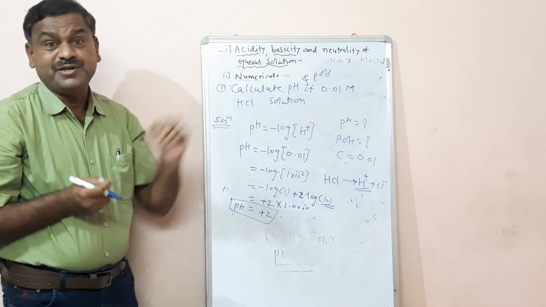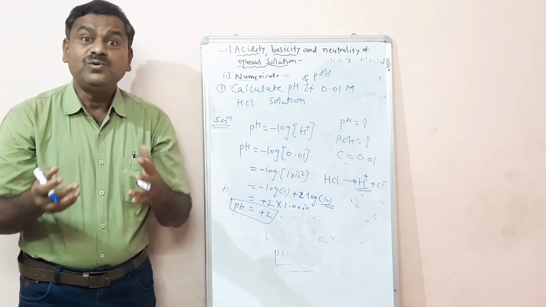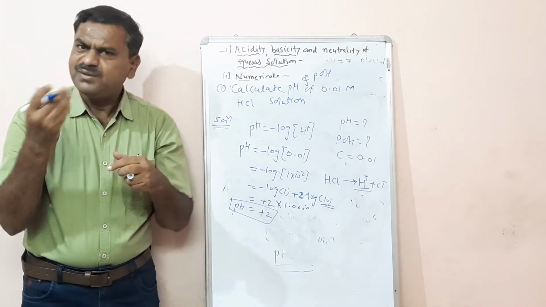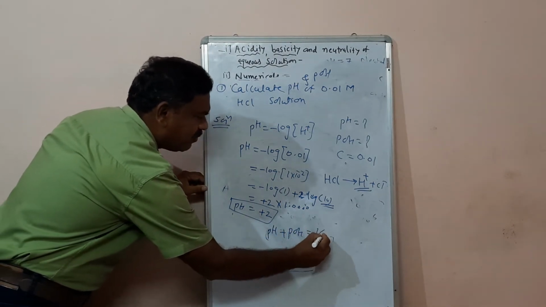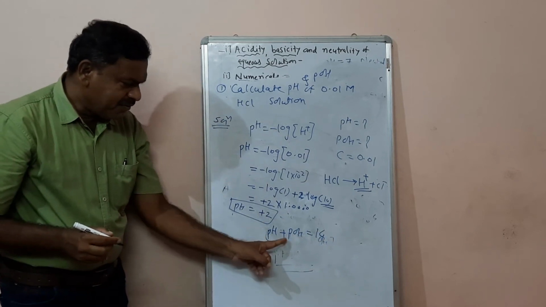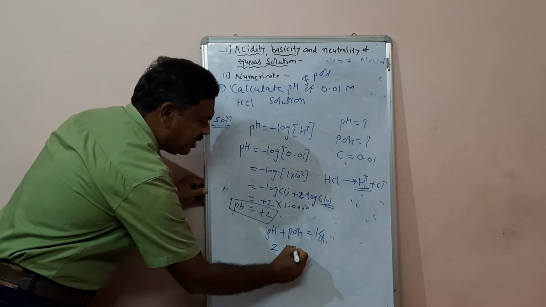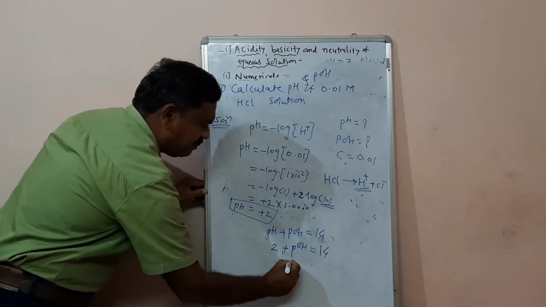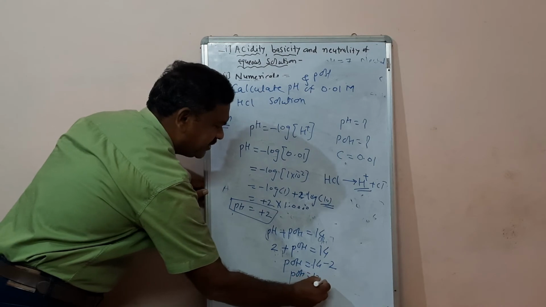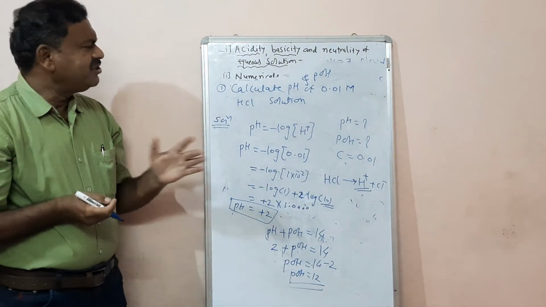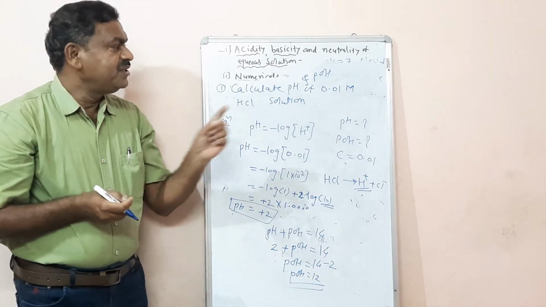Also, we have to find out the pOH, and there is one relation. Which relation? pH plus pOH equal to 14. Use that formula and calculate the pOH. Now here pH plus pOH equal to 14. The pH is 2. We have to find out the pOH. Put the value: pH is 2 plus pOH equal to 14. So pOH equal to 14 minus 2, and pOH equals 12, and that is your second answer. Now this is how to calculate the pH and the pOH using the concentration.